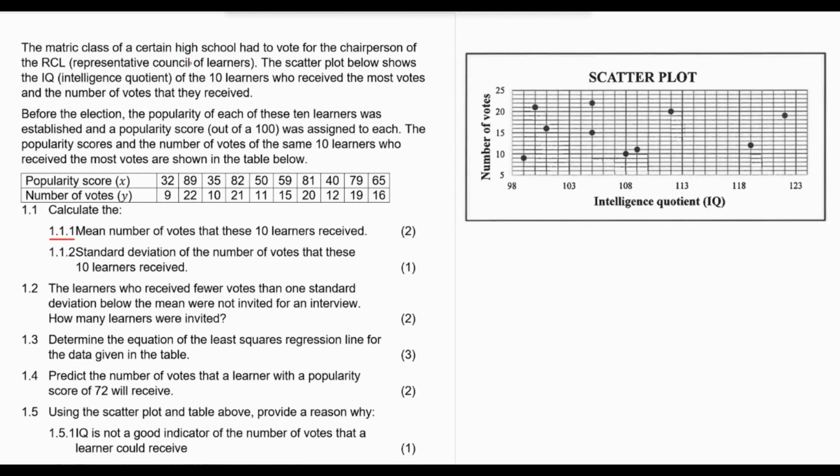The matric class of a certain high school is to vote for the chairperson of the RCL. The scatter plot below shows the IQ of the 10 learners who received the most votes and the number of votes that they received. Before the election, the popularity of each of these 10 learners was established, and a popularity score out of 100 was assigned to each. The popularity scores and the number of votes of the same 10 learners who received the most votes are shown in the table below.